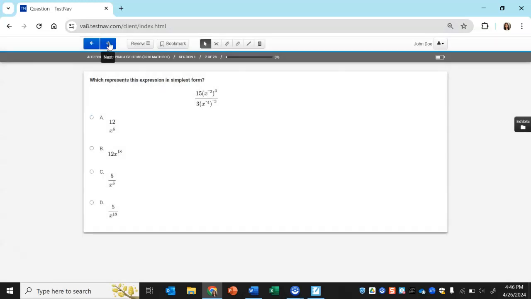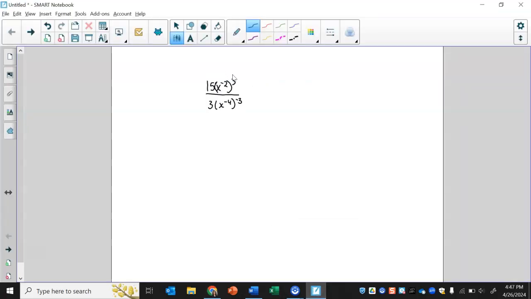All right, next question. It's saying which represents this expression in simplest form. So we need to do all of the laws of exponents and simplify this. So I'm going to do this by hand and maybe show you how you can confirm your answer using Desmos. So by hand, the first thing is right here, we're going to go ahead and multiply -2 times 3 because it's a power raised to a power.